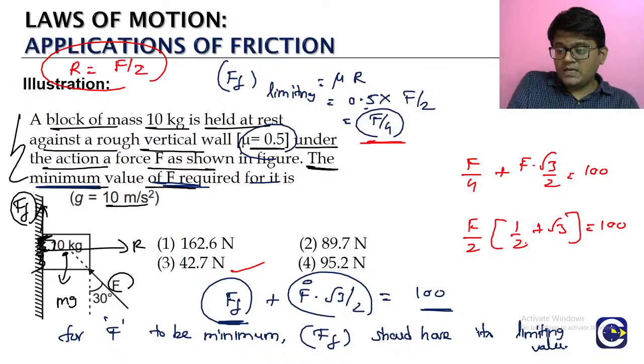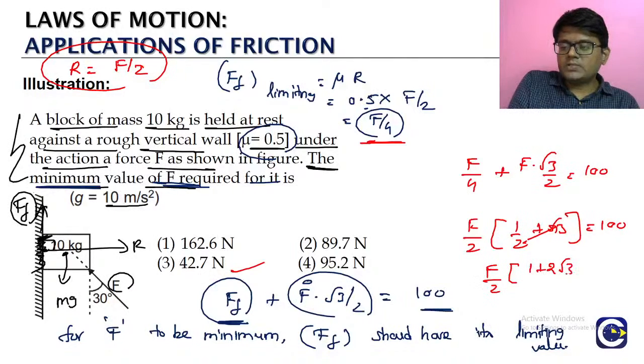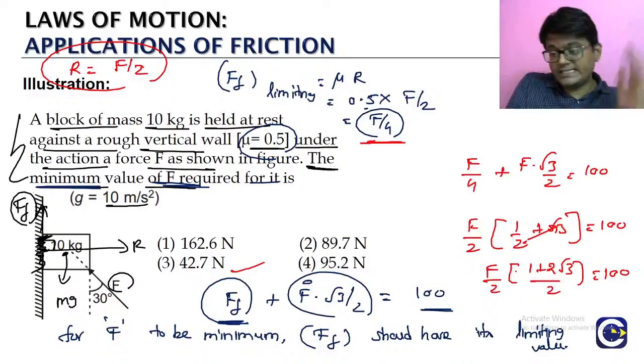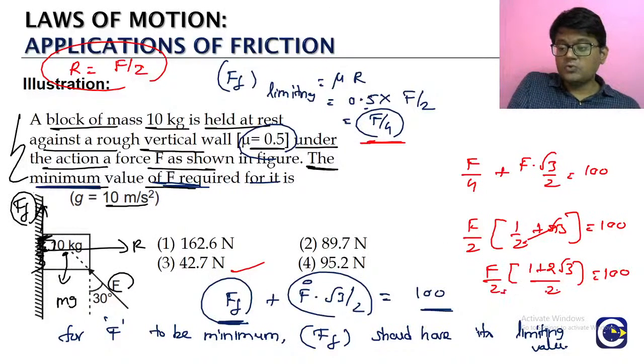Now we can even take the LCM here. What is it? F by 2 into 1 plus 2 root 3 divided by 2, that is equal to 100. Now other than F, let us take everything to the right side. Means what? 2 into 2, 4. That will go to the numerator. This 1 plus 2 root 3 will go to the denominator.